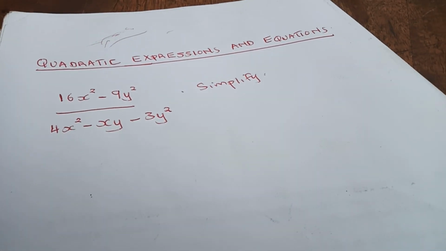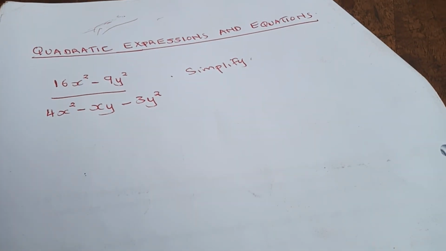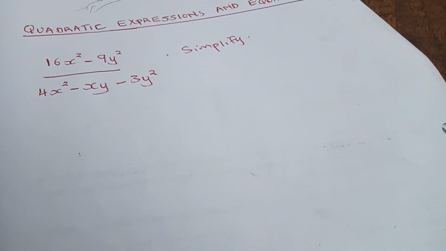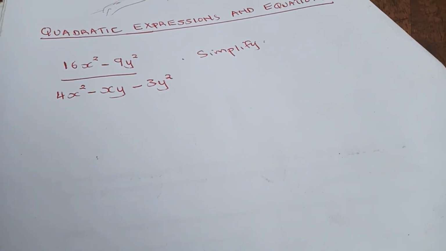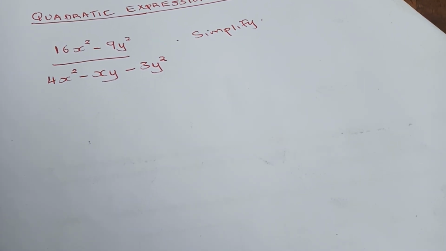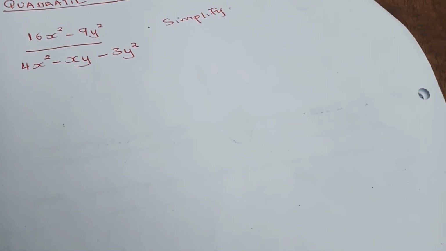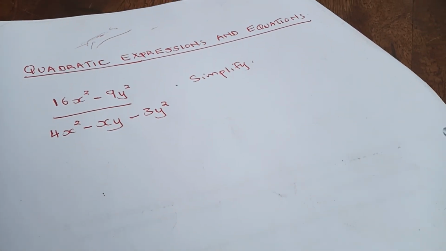Today we are going to study quadratic expressions and equations. We have been given a question. We are being told to simplify 16x squared minus 9y squared on the numerator, over 4x squared minus xy minus 3y squared on the denominator. When you are given such kind of equations, this is so simple.